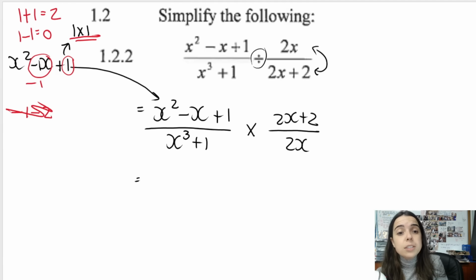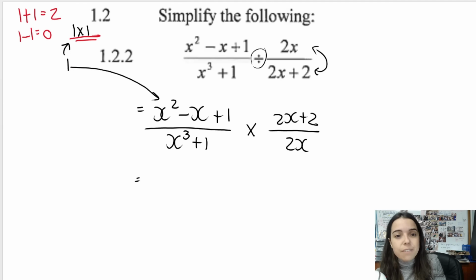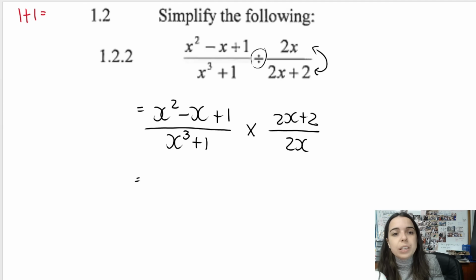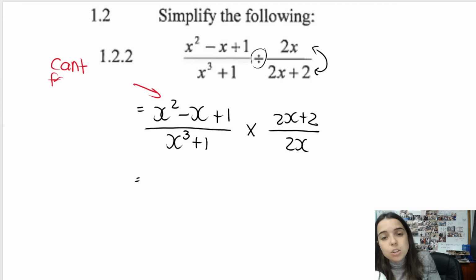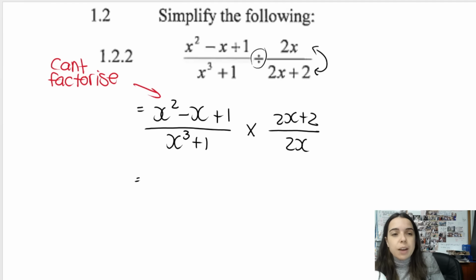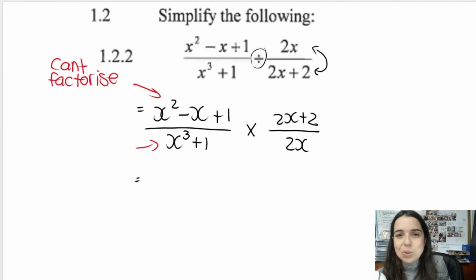So what I'm trying to tell you is that you cannot factorize this top piece over here. But that's okay. This can't factorize, so we're just going to move on to the next type of factorizing. Let's see if we can factorize the bottom. And no, you don't need to write can't factorize. It's just for you guys.